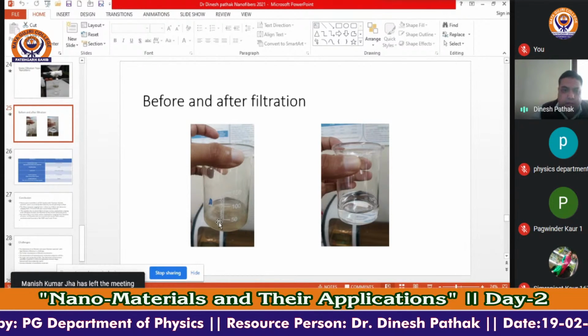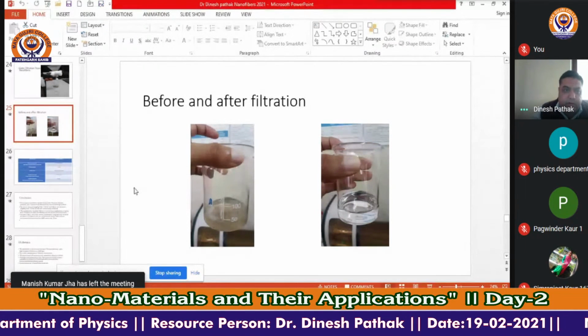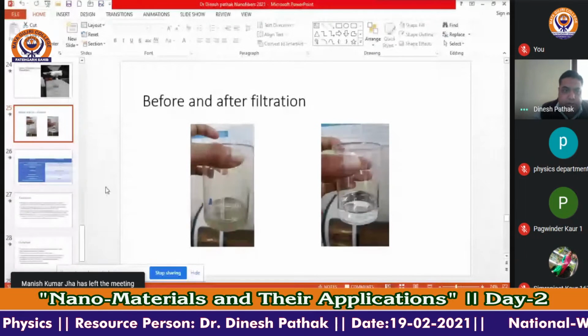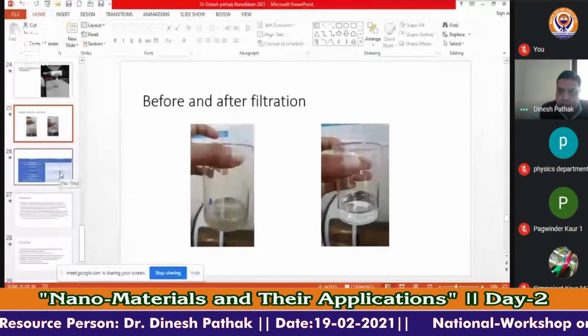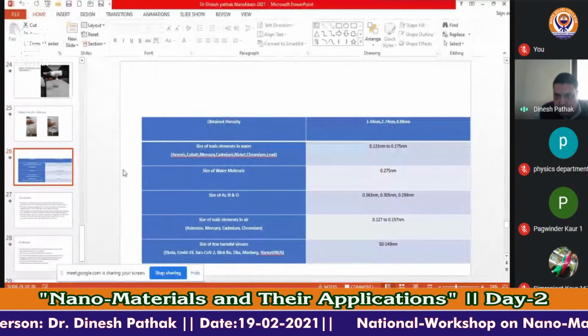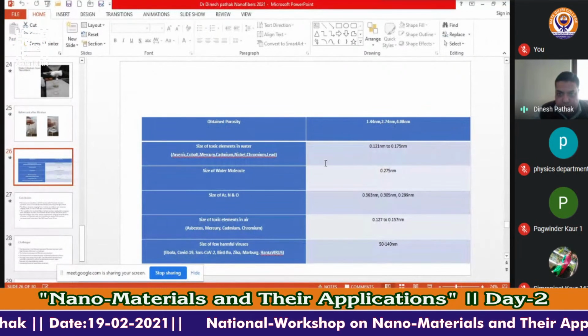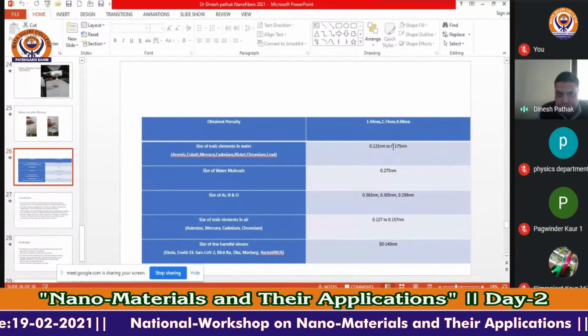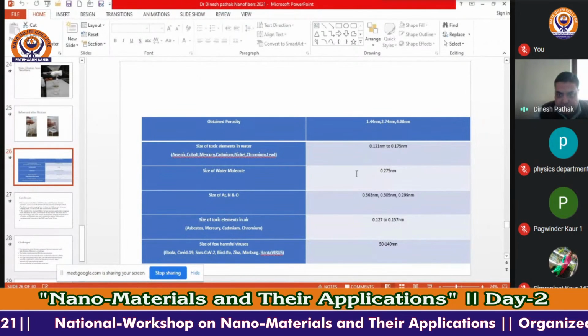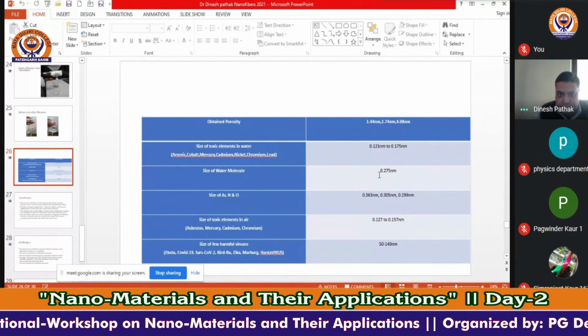So you can filter water. Yes, in future maybe nanofiber filtration will be possible. See here that we obtained porosity of 1 to 4 nanometer. And when you see the toxic elements, they also have a size in comparison to this. Water has less size; a water molecule is smaller than this.